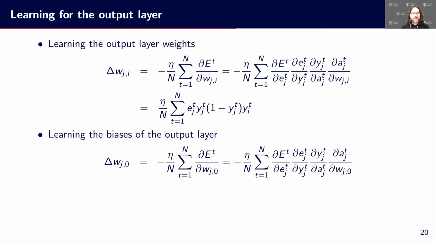And as for the biases, so the WJ0, which are basically the bias given to the neuron without any other connection with other neurons, it's the same development with the difference that we don't have YIT, we just stop at eJT times YJT times 1 minus YJT, this sum over all samples with the learning rate and divided by the size of the training set. So these are the update rules to use for training our output layer with gradient descent.